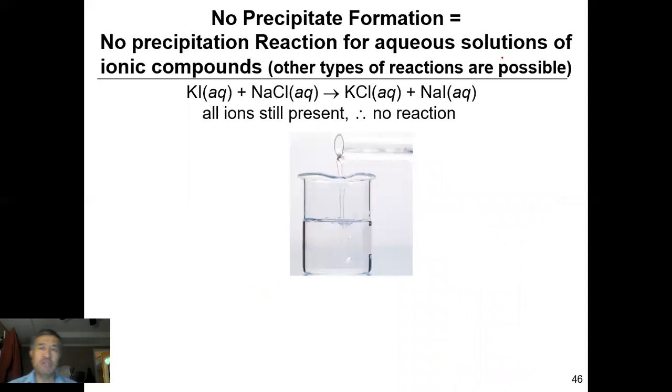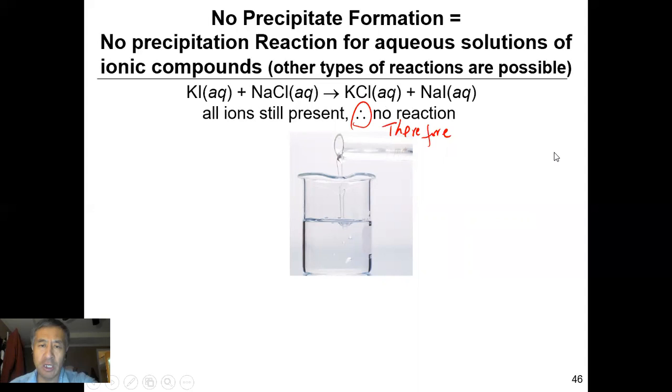No precipitate formation means no precipitation reaction for the aqueous solutions of ionic compounds. Other types of reaction are possible, but for this reaction here, we don't see any chemical reaction. These two reactants are KI aqueous and sodium chloride aqueous. After we identify the ions and swap them, we get KCl aqueous and NaI aqueous. So all the ions are still present. Therefore this means no reaction, no precipitation reaction.